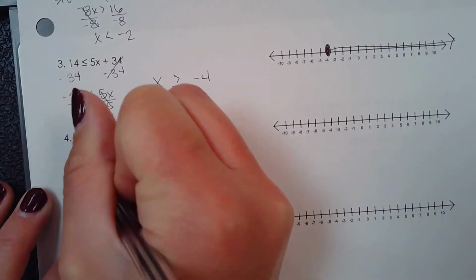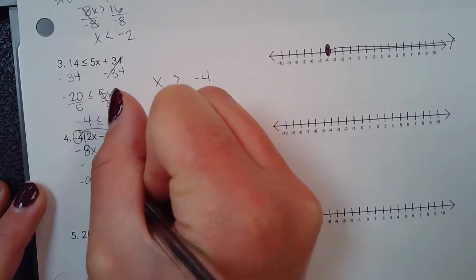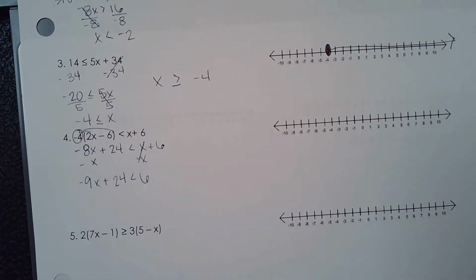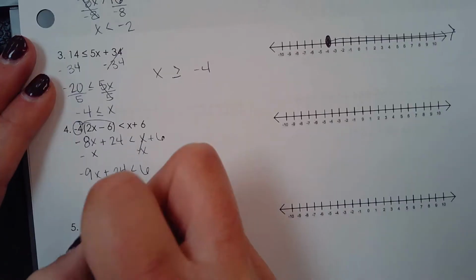So that'll give us negative 9x plus 24 less than 6. So what do we do from there? Minus 24.